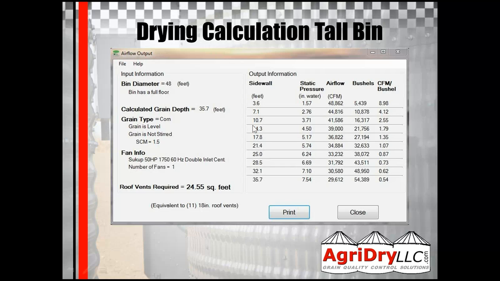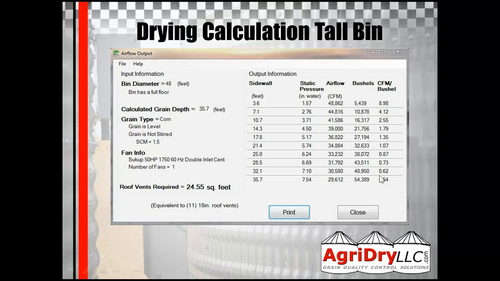What I like about this chart is that you can see the airflow, static pressure, and the CFM per bushel at each grain depth as you increase that grain depth in the bin. Obviously when you start out, there's less static pressure and more airflow. And when we're looking at your capabilities, we would say probably at 22, 23 feet of grain depth you'd be able to do natural air drying, because we're at 1 CFM per bushel at this line. Anything over that, now we're at half a CFM per bushel.